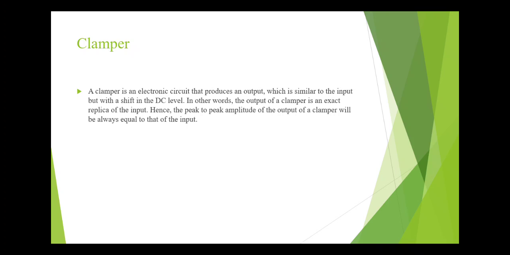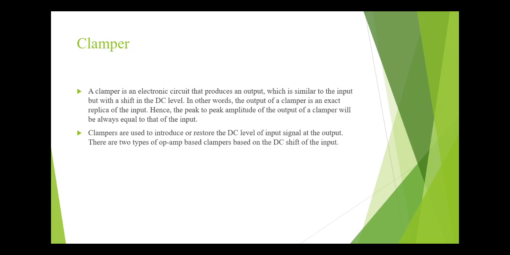Next, let's see about clamper. A clamper is an electronic circuit that produces an output which is similar to the input but with a shift in the DC level. In other words, the output of a clamper is an exact replica of the input. Hence, the peak-to-peak amplitude of the output of a clamper will always be equal to that of the input.